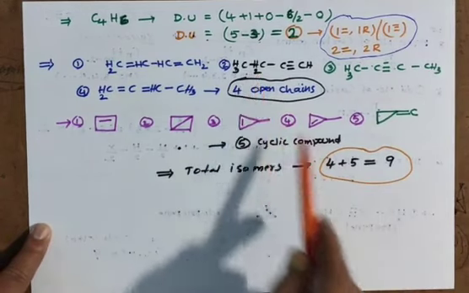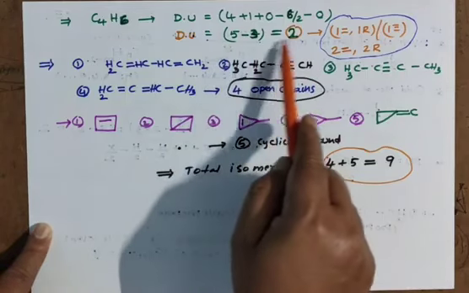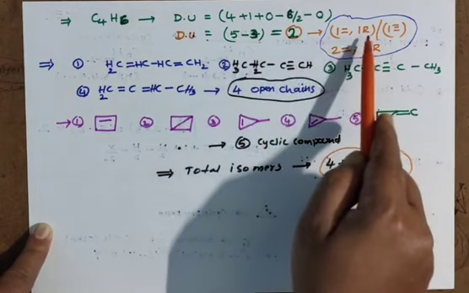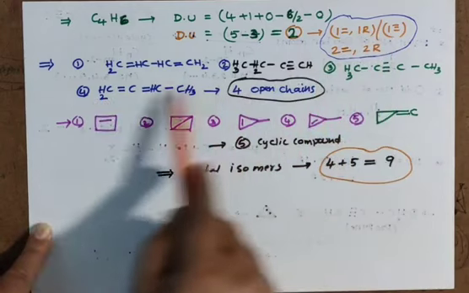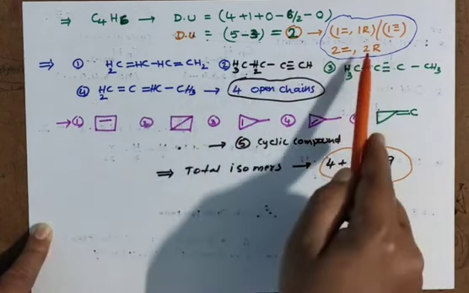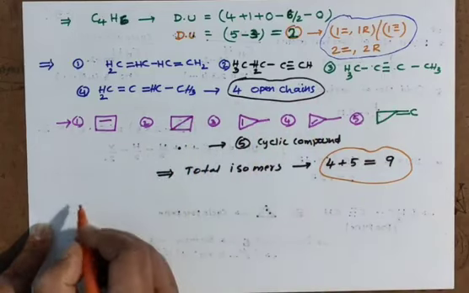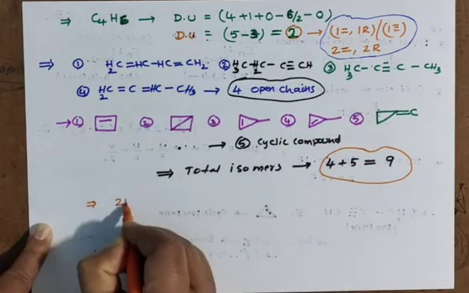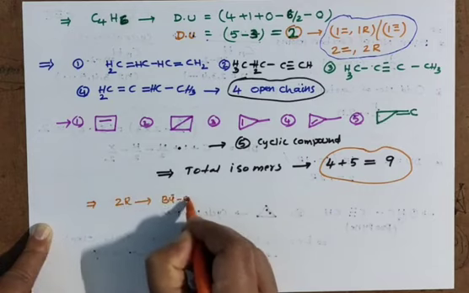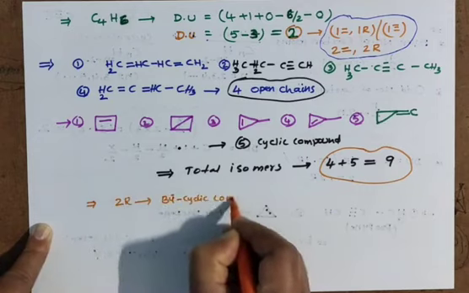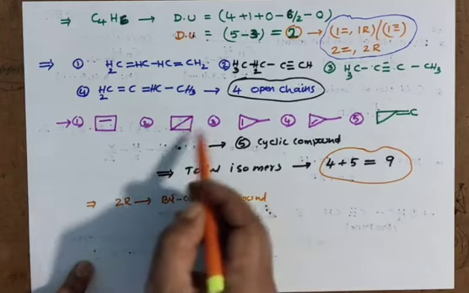4 open chains I got. 5 cyclic chains. And by using DU I got 2. 1 double bond, 1 ring. Chance is there. 1 triple bond. So triple bond, double bond. 2 double bonds possible. 2 double bonds I shown. And 2 rings. 2 rings nothing but bicyclic. Remember, whenever you got 2 rings means bicyclic compounds. 2 rings nothing but in a compound 2 rings are possible. So this is bicyclic compound.